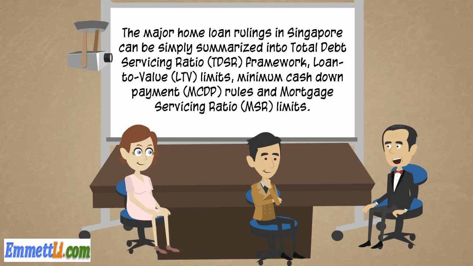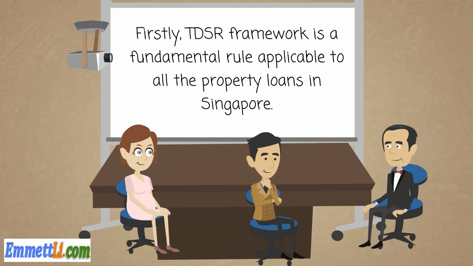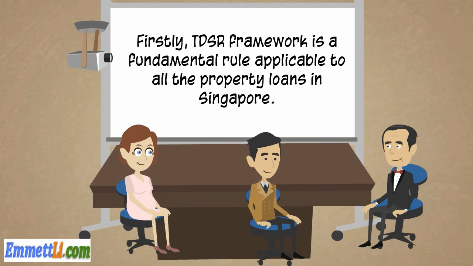Well, the current home loan rulings in Singapore can be summarized into the TDSR framework, LTV limits, minimum cash down payment rules and MSR limits. Firstly, the TDSR framework is a fundamental rule applicable to all property loans in Singapore. I was told about TDSR. What is that exactly?